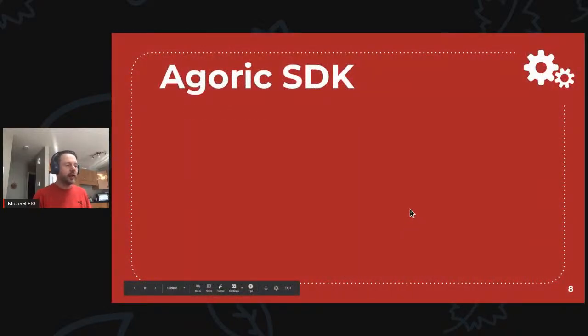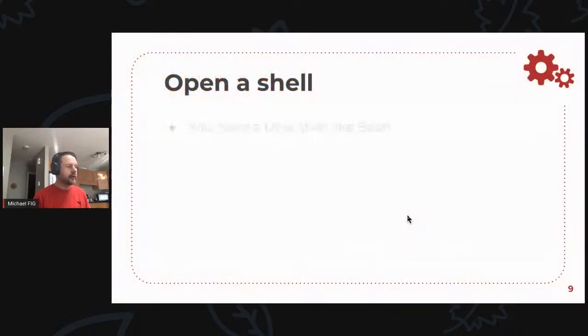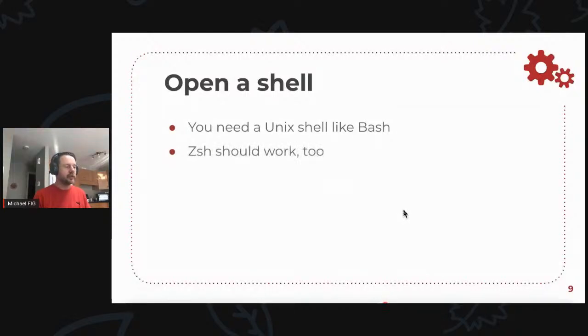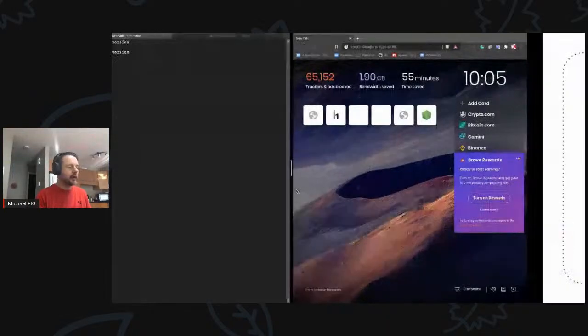For installing the Agoric SDK, we want to open up a shell, like I've already shown, clone the Agoric SDK from Git, and update the SDK with the latest version. For a shell prompt, you basically need something like bash, or zsh should also work. You want to look for your system's terminal app, just like I have open here. This is bash that I'm currently running.